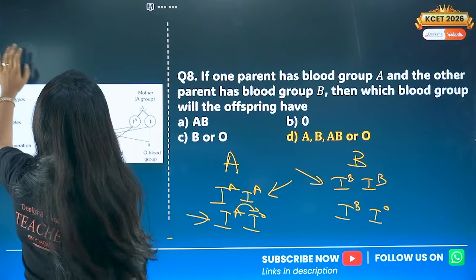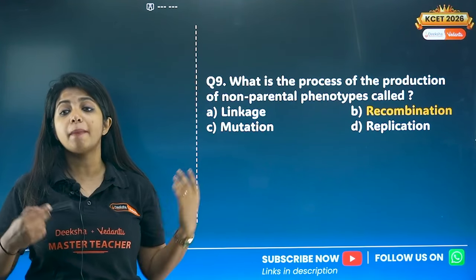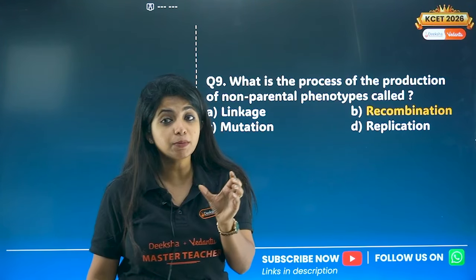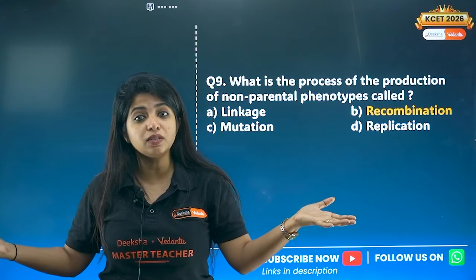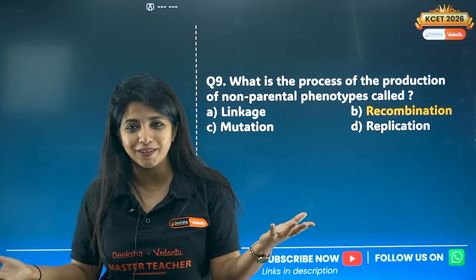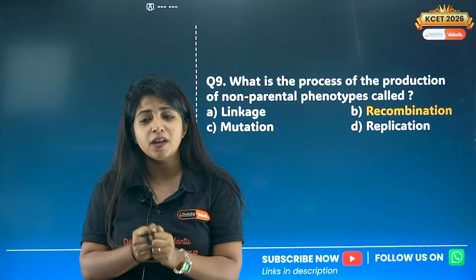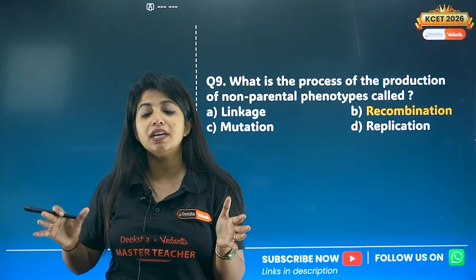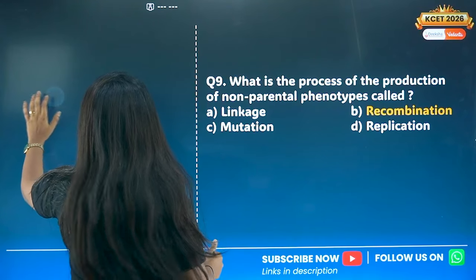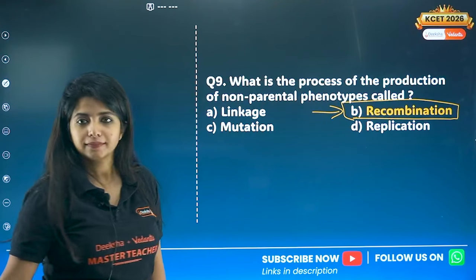Now, going ahead with the next question. What is the process of the production of non-parental phenotypes called? What do you mean by non-parental phenotypes? First of all, phenotypes means what? Physical appearance. Non-parental means what? Like we are not looking like the parents. In parents, it's not there. Now there's something new out there. So you can just think of recombination. There are new combinations being formed, which is why there is no sync to the parents. So your answer for this question becomes B. Recombination is the answer.